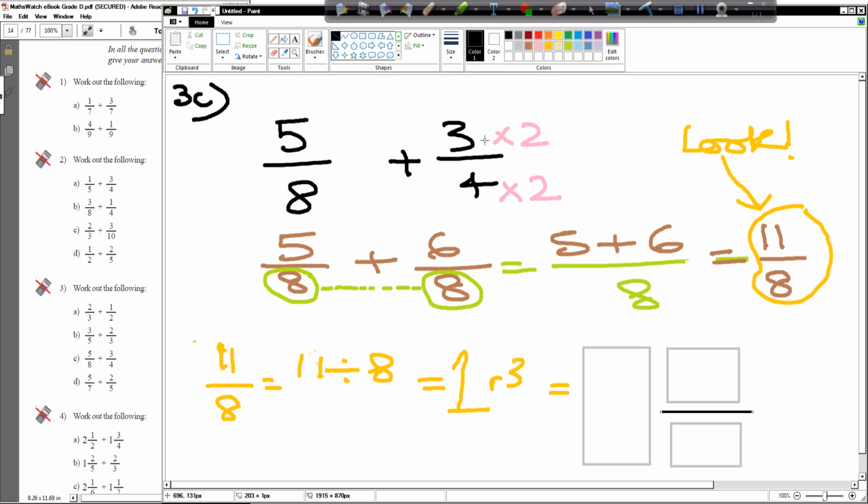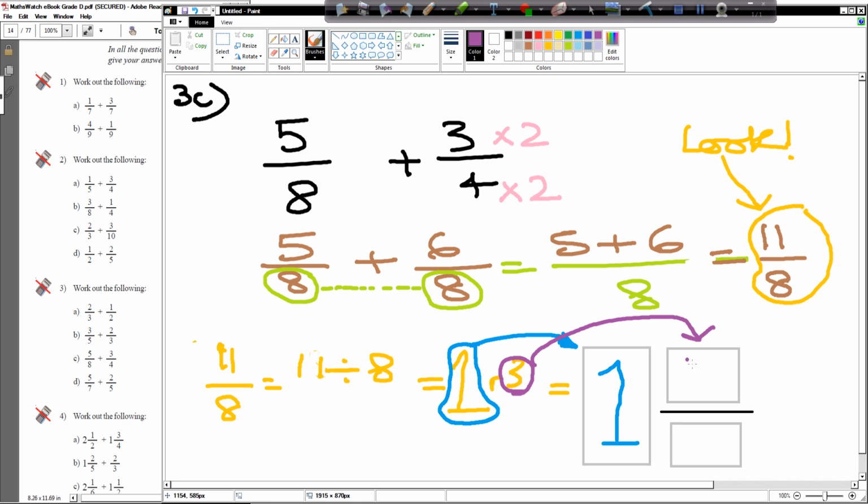Okay, now let's get back to our brush. Now this whole number here, so we got 1 remainder 3 as our rough answer. That 1 goes where? Into the box at the front. So we have our whole number answer. 1 goes here. Next, we have our remainder. The remainder 3 goes where? It goes in this top box.